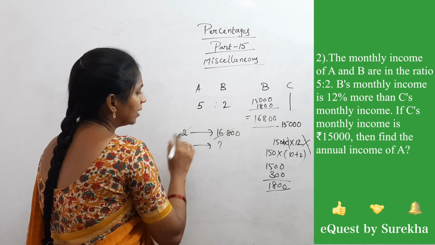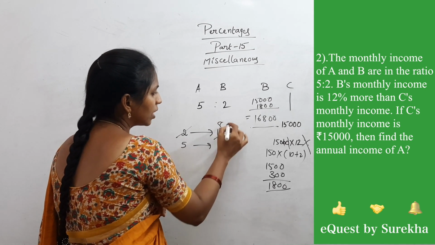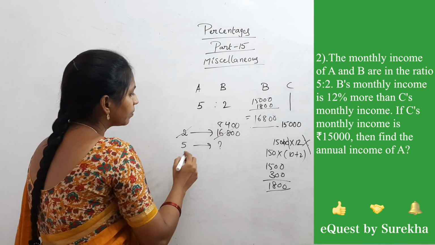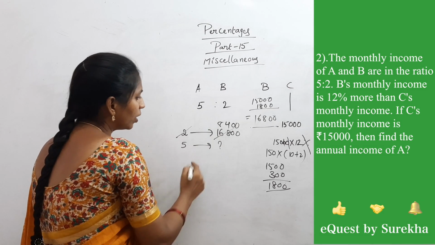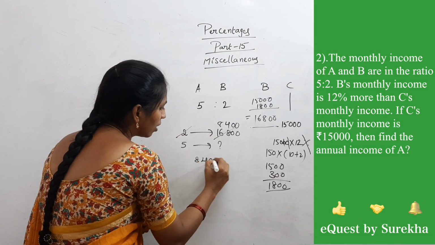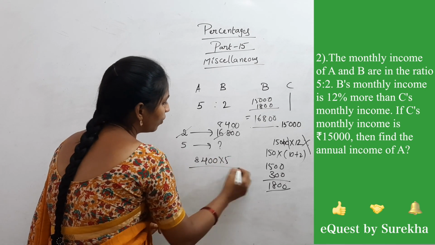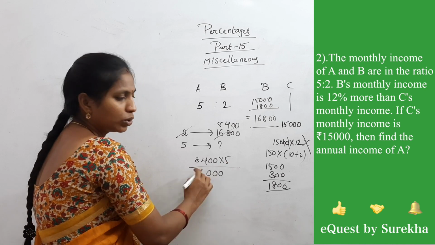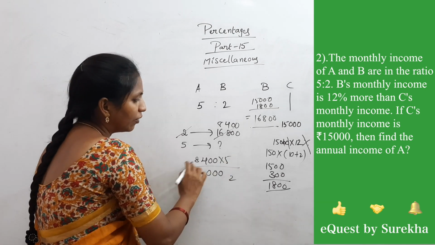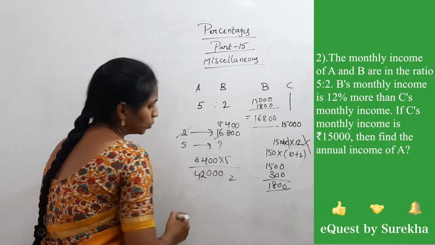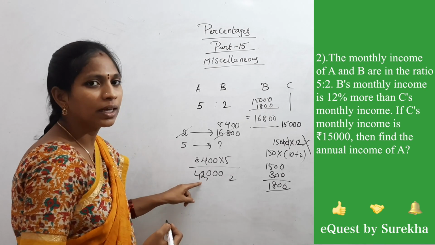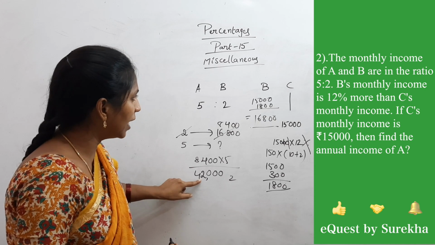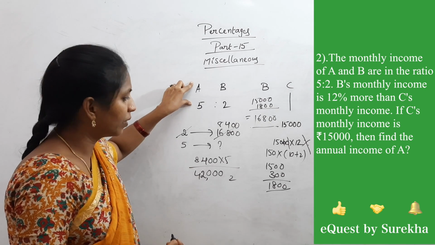or cancel. 8 times 4 times 8,400. And here now 8,400 into 5. 0, 0 and 2, 20 and 40, 42. This is A's monthly income. 42,000 is A's monthly income.